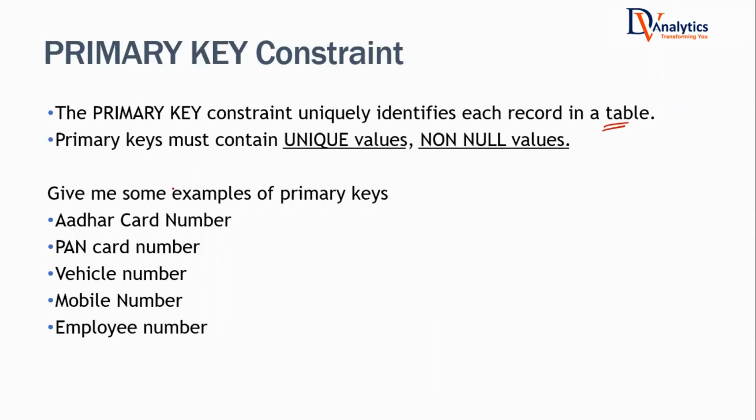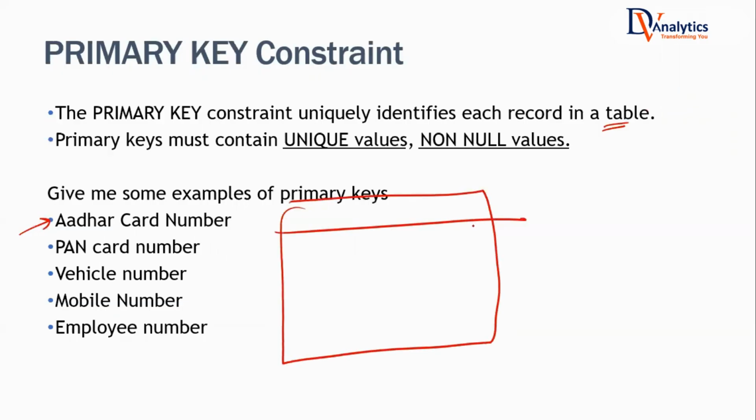Some very important primary keys are the Aadhaar card number. If you have some loans data, the Aadhaar card number or PAN card number are primary keys. Primary keys cannot be the same for two customers. You cannot have the same Aadhaar card number or the same PAN card number for two customers. If you are assigning fines to vehicles and taking the data set of vehicles, the vehicle number has to be the primary key. Mobile number has to be the primary key.